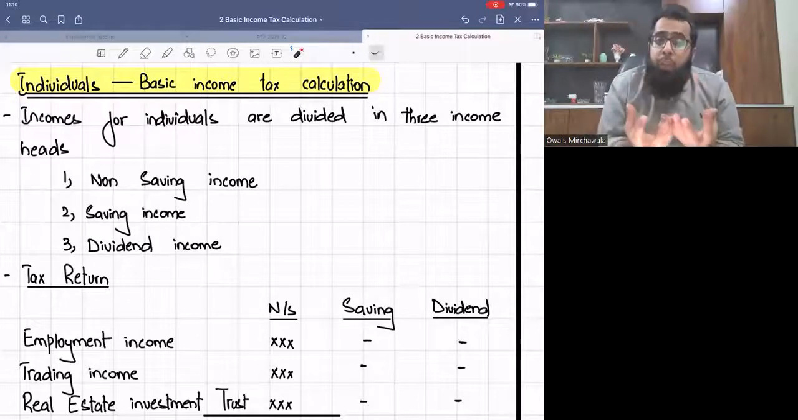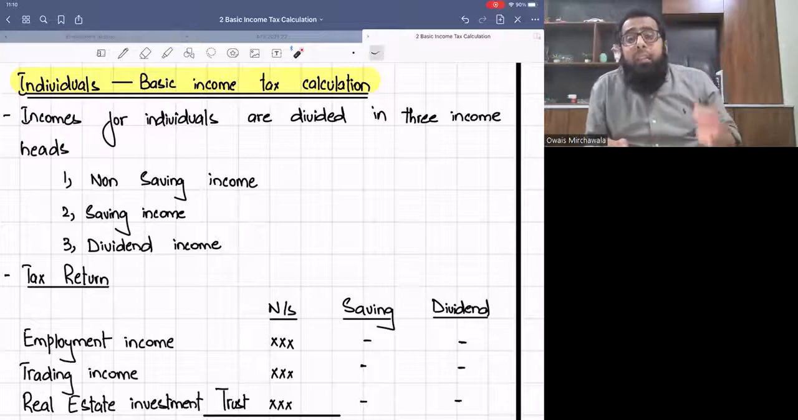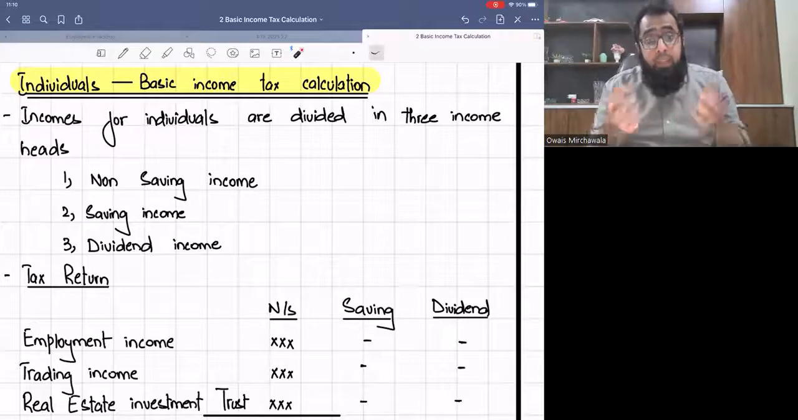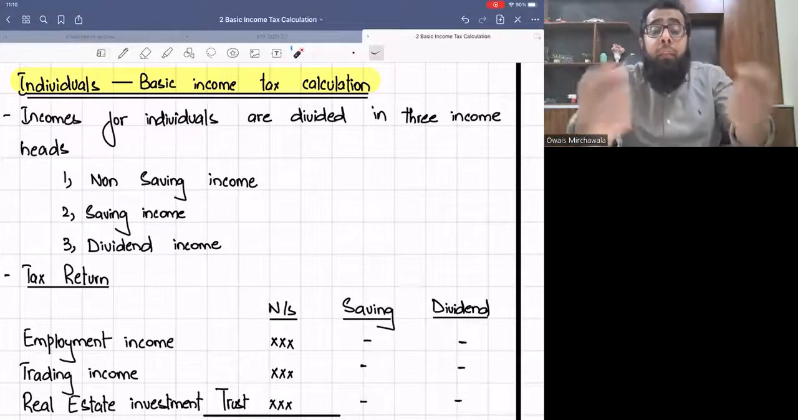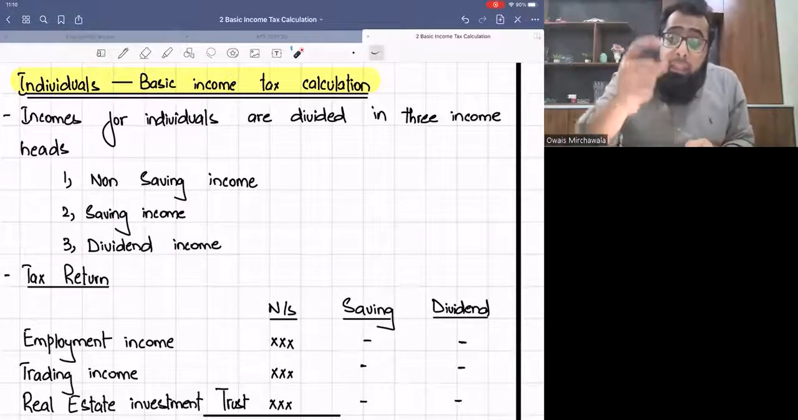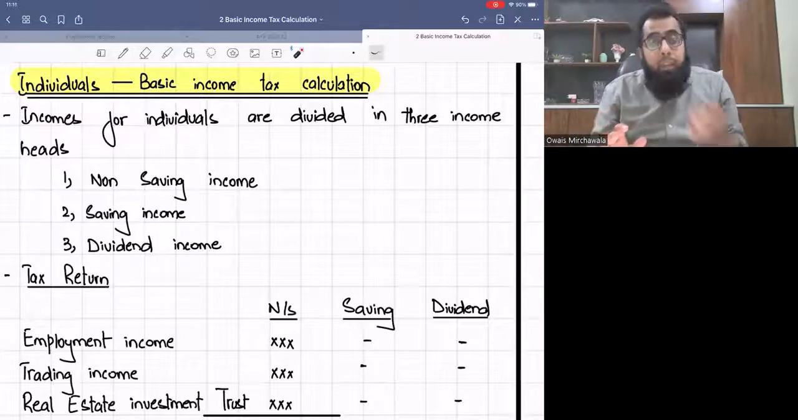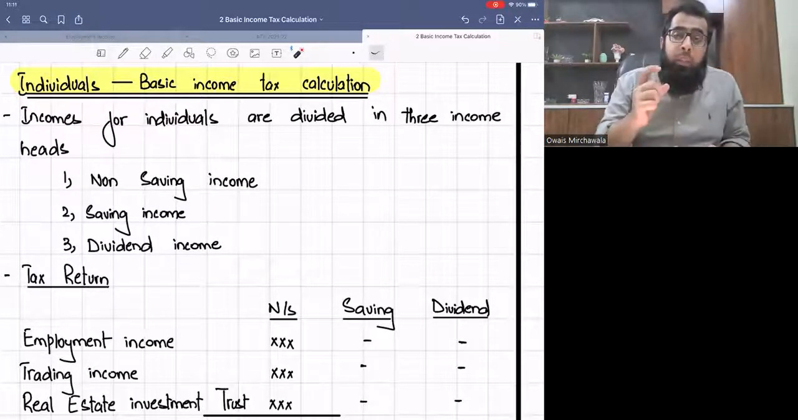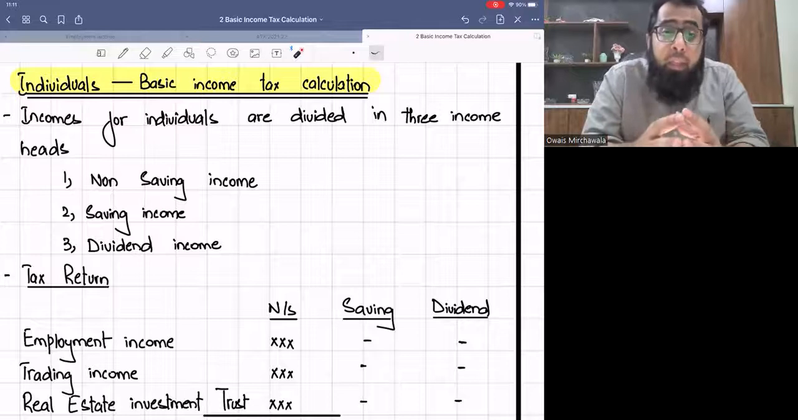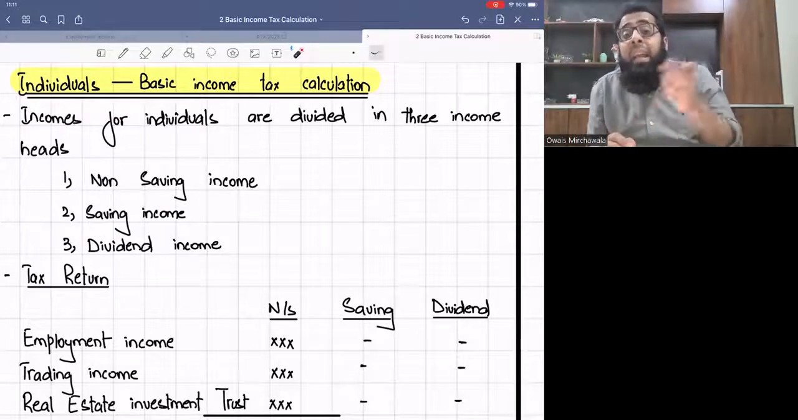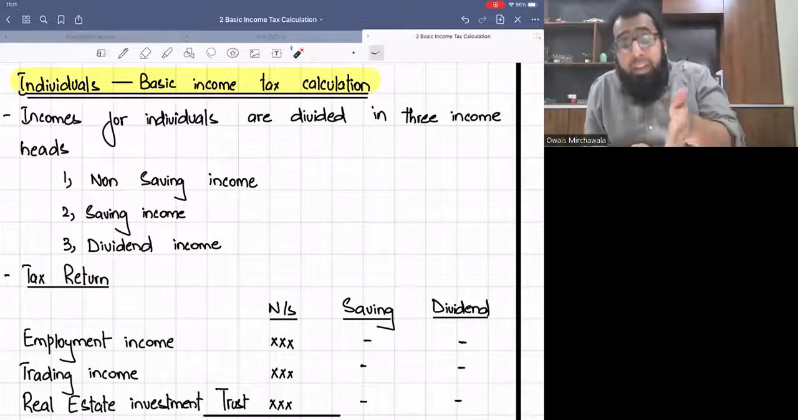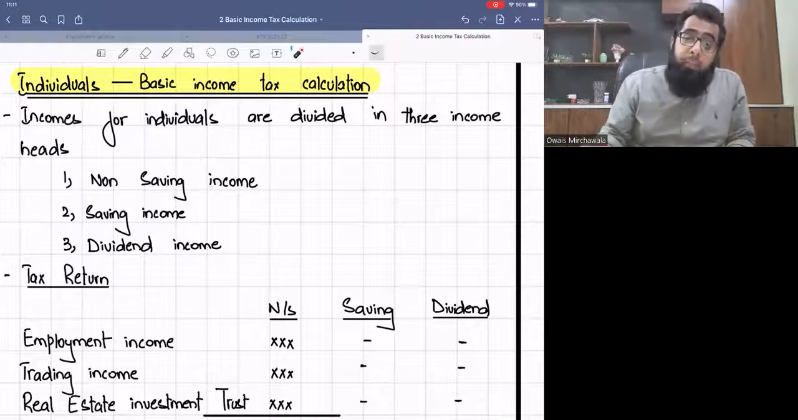So in this chapter, we are making the tax return for individuals. That is, how an income tax return, the amount earned by a person during a year, will be taxed. It is about individuals, not about companies. That how an individual will pay income tax. So for income tax return purpose, the incomes are divided in 3 heads. The first head is non-saving income, the second head is saving income, and the last one is dividend income.